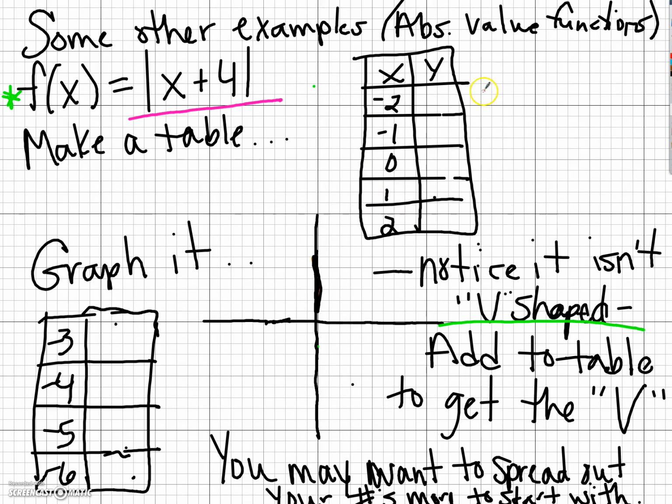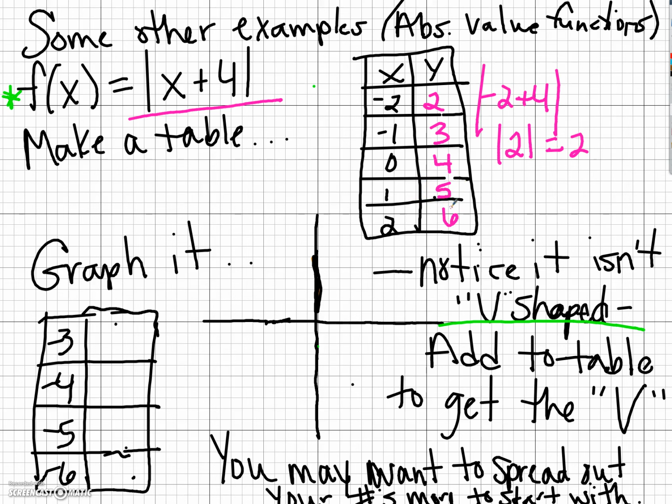Okay, so if we work it out, we got -2 plus 4, but we want the absolute value of that. So this equals 2, absolute value of 2 equals 2. Okay, if I work through the rest of my things, then you do the same thing with -1. -1 plus 4 is 3, absolute value of that is 3. 0 plus 4, 4, absolute value of that. 1 plus 4 is 5, absolute value of that, and then 2 plus 4 is 6.